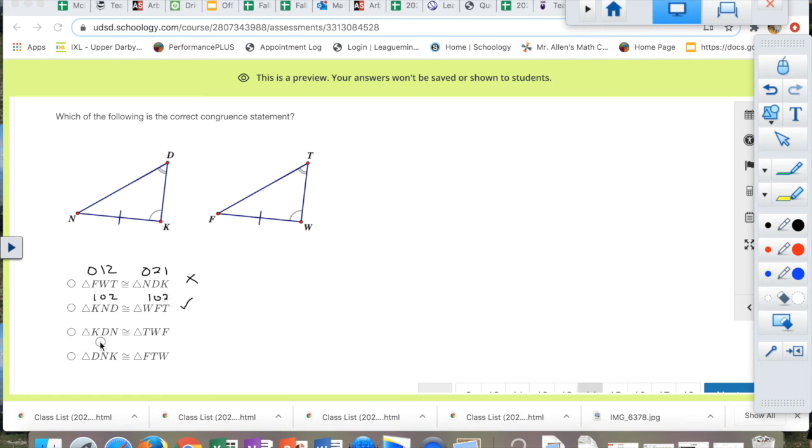Just to make sure I didn't make a mistake. KDN would be 1, 2, 0. TFW would be 2, 1, 0. So they don't match up. DNK would be 2, 0, 1. And FTW would be 0, 2, 1. So they don't match up. So B is my correct answer.